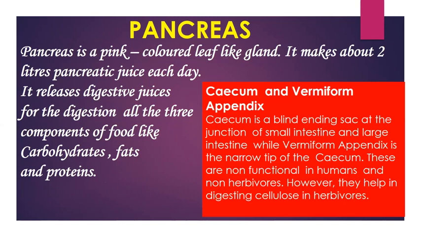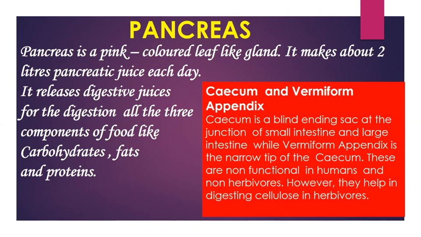Another organ called pancreas also helps in the process of digestion. Pancreas is a pink colored leaf-like gland. It makes about 2 liters pancreatic juice each day. It releases digestive juices for the digestion of all the three components of food like carbohydrates, fats, and proteins.